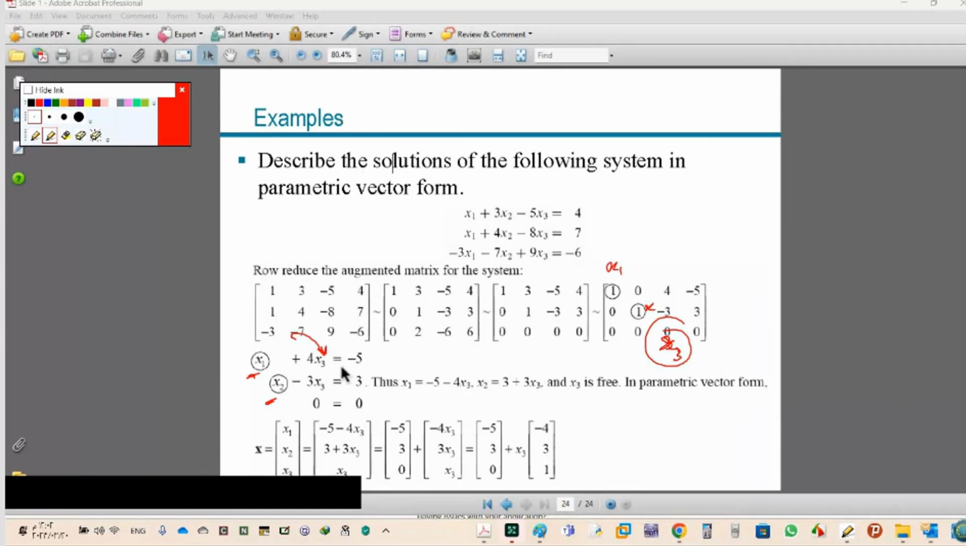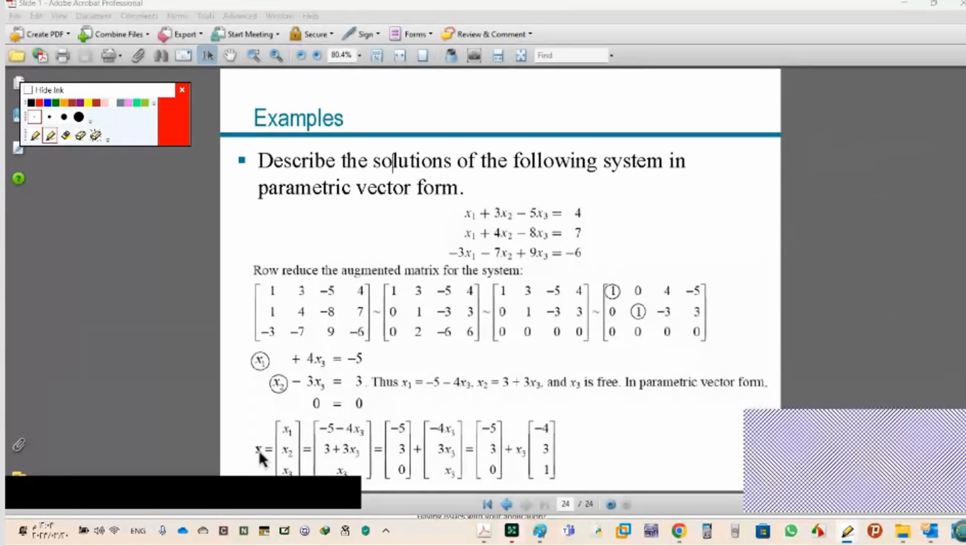So take x3 here as 0. See this? Now x2 minus 3x3 equals 3. x1 plus 4x3 equals minus 5. Then you have to solve. After solving, we have to write the answer as a vector x.